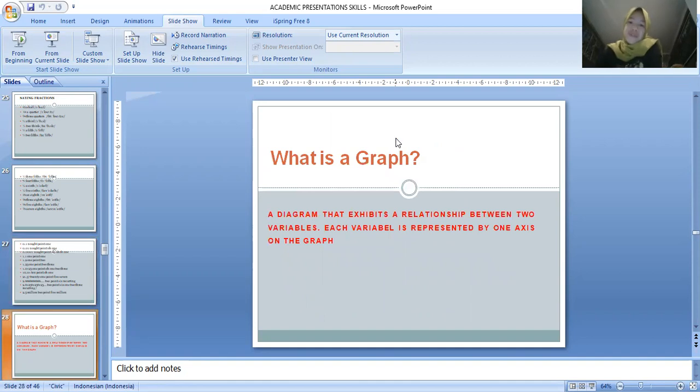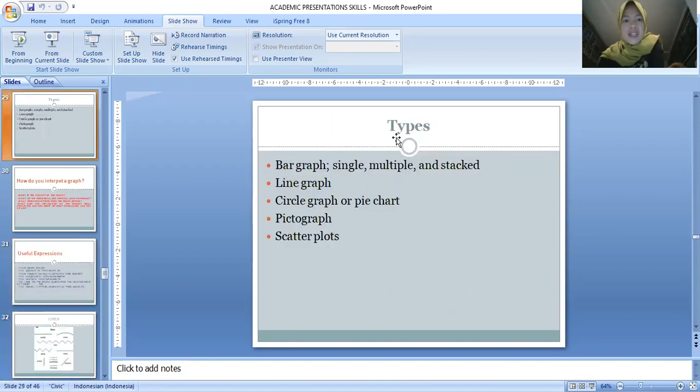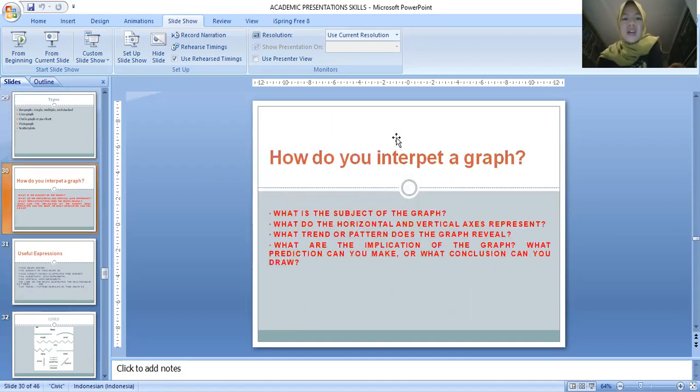Now, what is a graph? A graph is a diagram that exhibits the relationship between two variables. Each variable is represented by one axis on the graph. Yeah, and then these are the types of graph: bar graph, line graph, circle graph, pictograph, and scatter plots. Yeah, and then how do you interpret a graph? Because you know the presenter can present the data in a graph too.